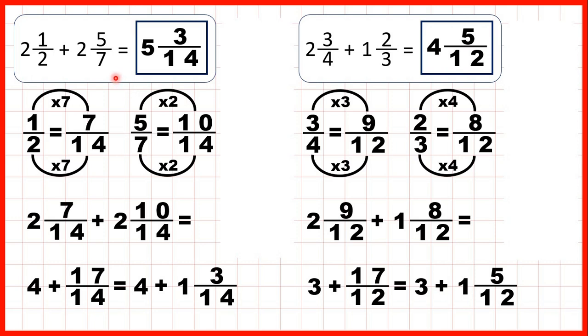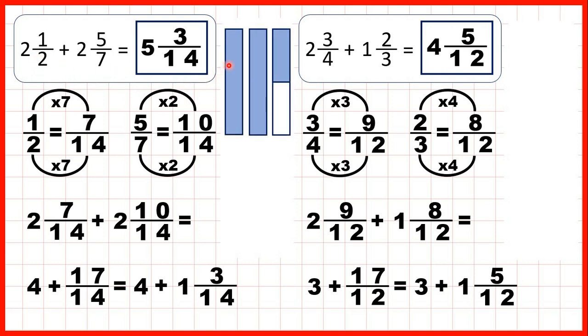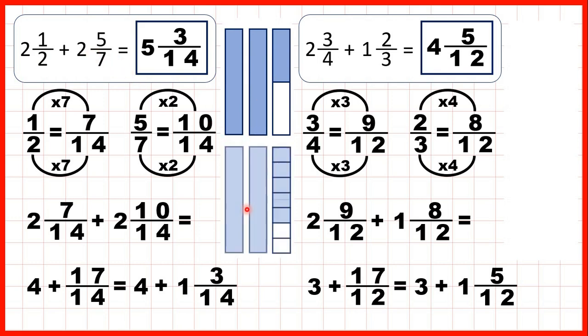Now let's show fraction bars to see what we did here. We started with 2 and 1/2, and we were adding 2 and 5/7. We changed the half into 7/14, and the 5/7 into 10/14. But when we put our fractions together, that gave us 17/14, and we knew that we couldn't write 4 and 17/14 as our answer, because we can't have an improper fraction in a mixed number. So we changed our 17/14 into 1 and 3/14, and putting that together with the whole numbers in our question gave us 5 and 3/14 as our answer.